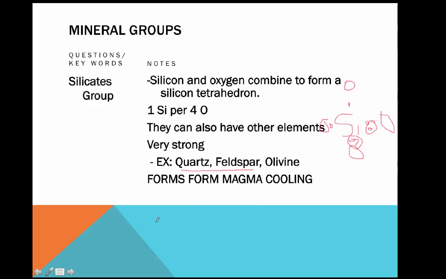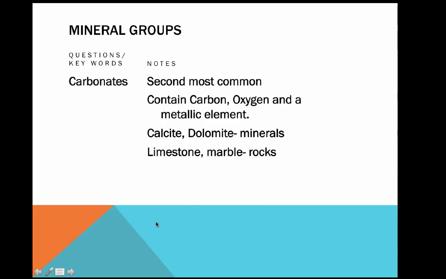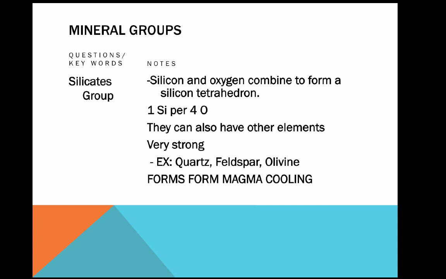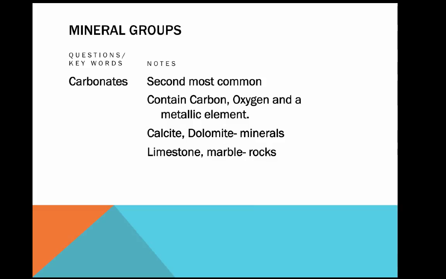Our next mineral group is going to be the carbonates. Carbonates, just like it sounds, contain carbon, and they're going to be the second most common group. So our first most common group up here is the silicates. That's what makes up most of the minerals on Earth, hence it has feldspar in it. They can contain carbon, oxygen, and 1 metallic element, so iron, gold, copper, nickel, something like that. Calcite right here is a good example of this.